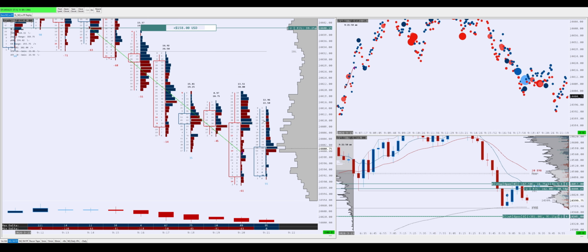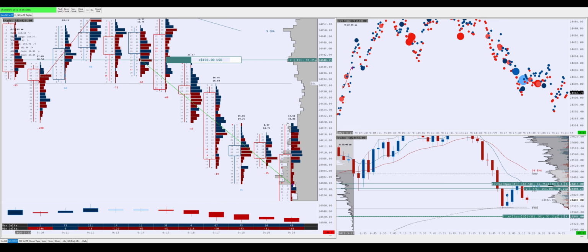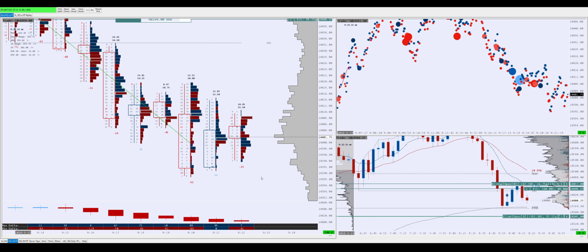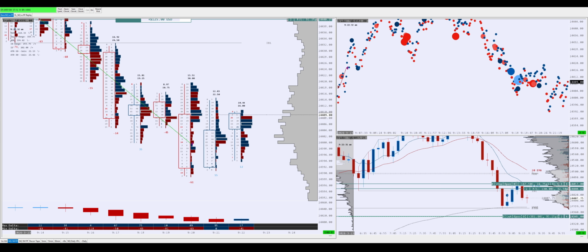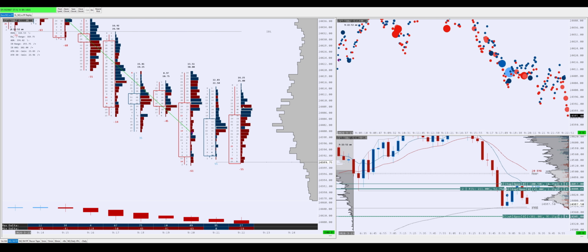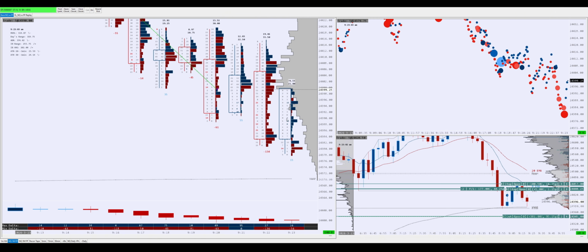Typically, with very violent sell-offs, you will see price have some pretty big bounces before it continues down. That's not always the same case for bullish days, but it's something to keep in mind for bearish days as you're seeing big sell-offs like this.